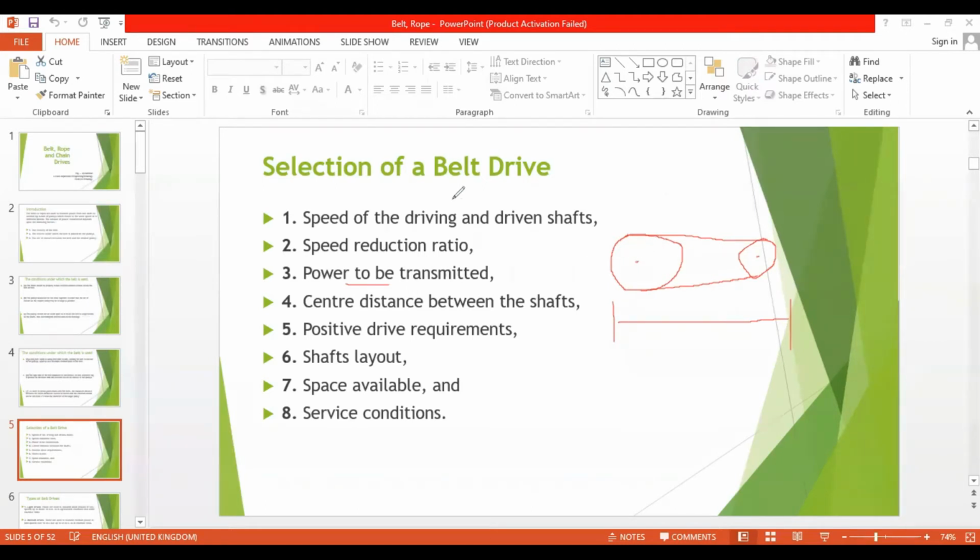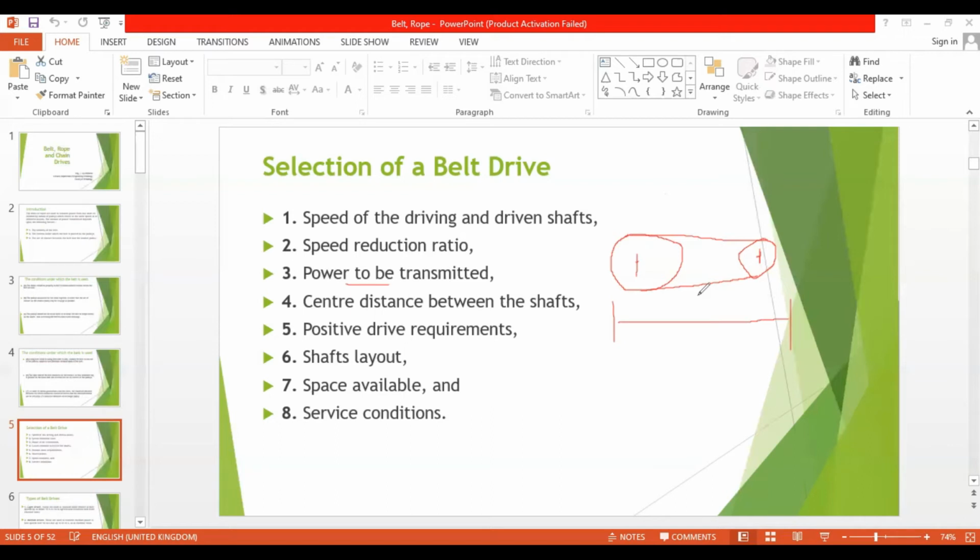These are all interconnected. All these terms are interconnected with each other in order to fix a parameter. So the center distance between the shafts is also a parameter. Then positive drive requirements, if there are any special requirements. Then shaft layout, which can be for a flat belt drive, V belt drive, or quarter belt drive. There are different ones. Then space available, which is almost similar to the center distance. If there is a confined space, then we need to use that space effectively.